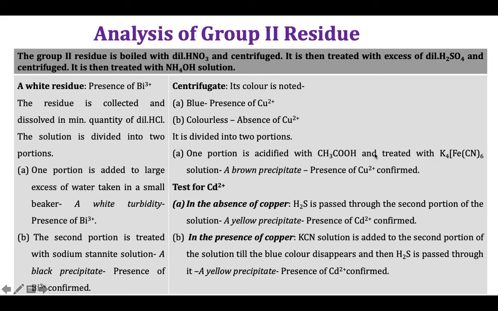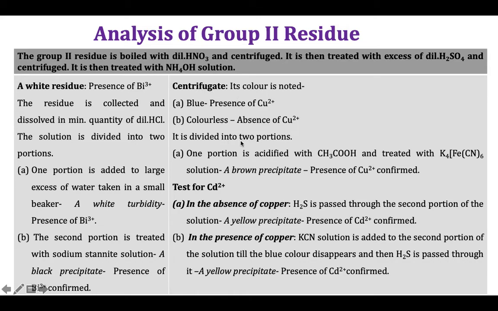The color of the centrifugate is noted. If copper is present, it will show a blue color. Copper is soluble in excess of ammonium hydroxide due to the formation of a deep blue complex. It is a coordination complex of copper, tetraamine copper 2 hydroxide. If it is colorless, it indicates the absence of copper. If copper is present, the given unknown mixture of the two cations will have a light blue tinge.